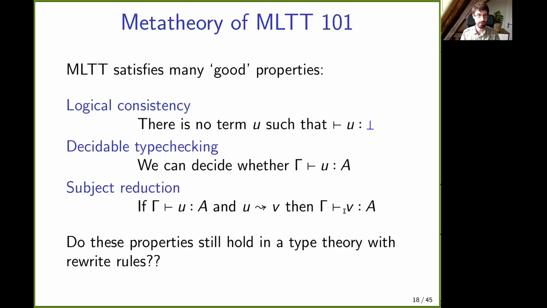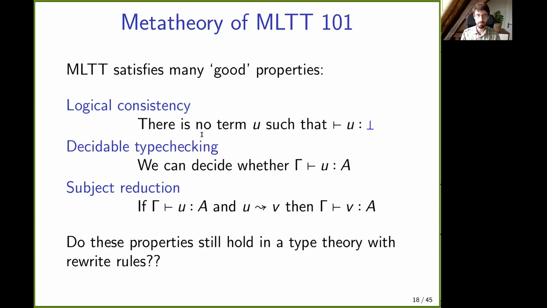Okay, so let me start by recapping the meta theory of Martin-Löf type theory in general. Martin-Löf type theory satisfies quite a lot of good properties that make it very well suited as the basis for a proof assistant. In particular, there are three properties that I'm going to be talking about today. First of all, logical consistency. That means there should not be any term u which inhabits the empty type, the bottom type.